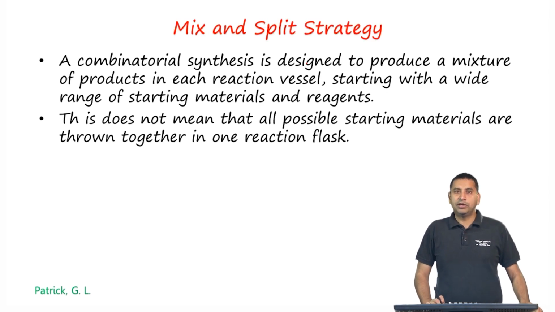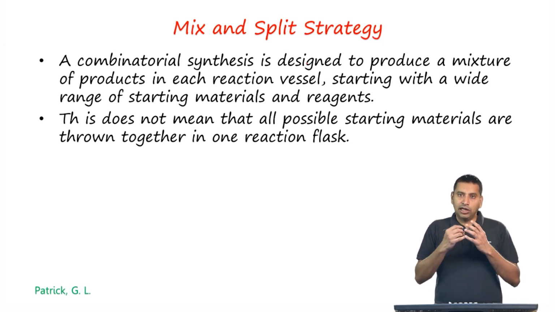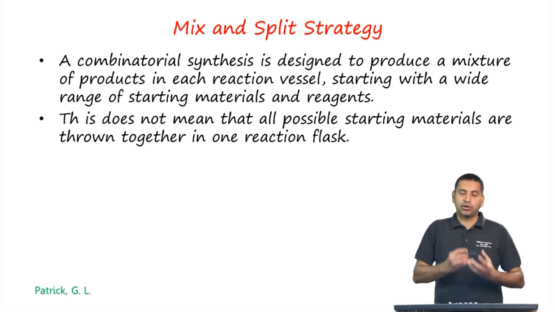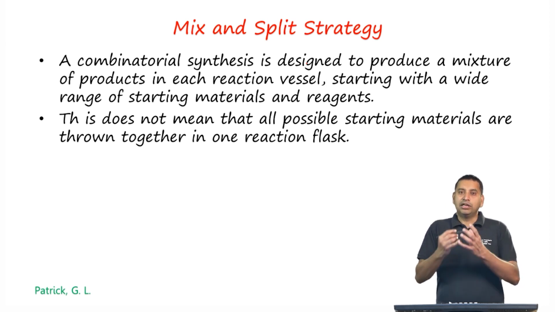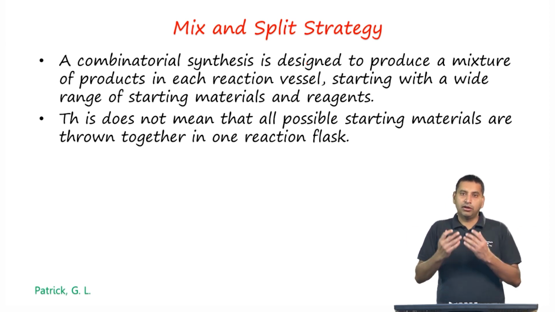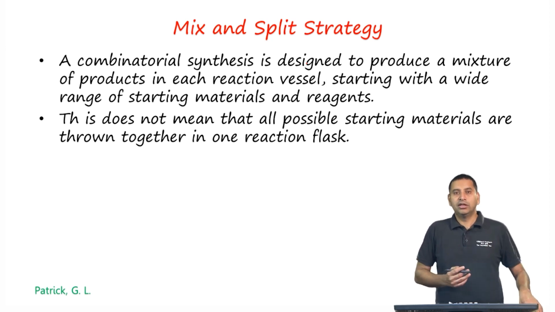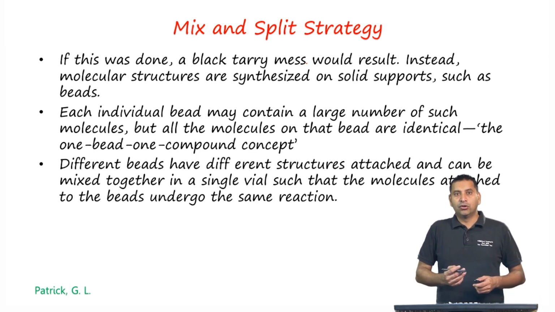The next question is, explain the mix and split strategy for combinatorial chemistry. So, mix and split strategy, as we have discussed before, is the way in which you would generate libraries of mixtures of products. Okay. But this does not mean that we randomly have mixtures of molecules, but we have a very controlled way of generating a mixture of molecules, and we would have intimate knowledge of what is there in the reaction vessel. Okay. So, otherwise what would happen is we would get a black tarry mass.